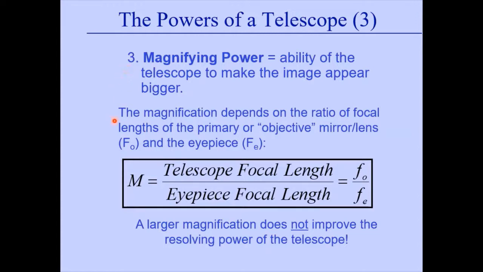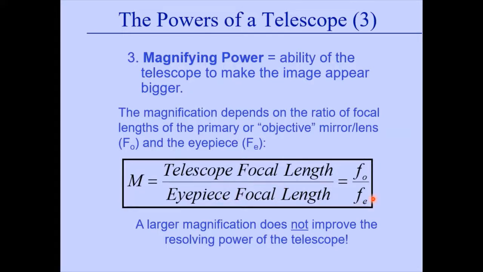So it turns out that the magnification of a telescope depends on two things. It's the ratio of the telescope's focal length divided by the eyepiece's focal length. So magnification M is equal to F sub O divided by F sub E, where the O is for objective lens. That's the primary mirror or lens of the telescope. This just tells us what the telescope's focal length is, F sub O. And then F sub E is for eyepiece. We need to know the focal length of the eyepiece lens.